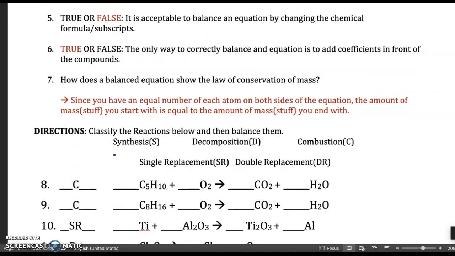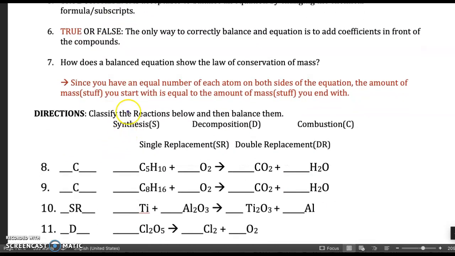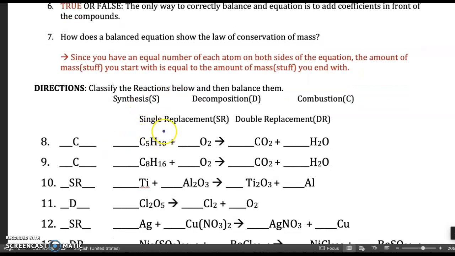How does the law of conservation of mass show up when we balance? Since I have an equal number of atoms on the left and right, or reactant and product sides, technically I start with the same amount of total mass and end with an equal amount of mass. But the main idea here is an equal number of atoms on both sides of the equation. That's the biggest key here.